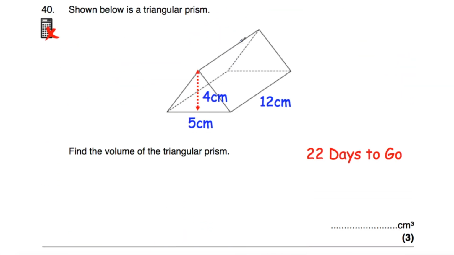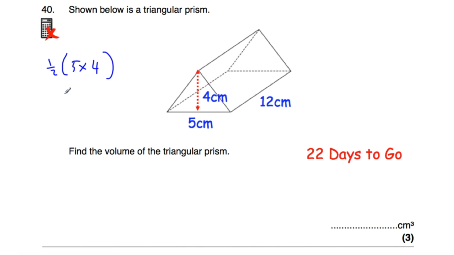So question number 40, we've been asked to find the volume of this triangular prism. So we need to find the area of the front and times by how long it is. So let's find the area of the cross section, the area of this triangle. Remember, the area of a triangle is half the base times the height. We could do a half of 5 and then times that by 4, or we could do 5 times 4 and then half it, or we could even half the height and times by the base. I'm just going to do 5 times 4 and then half it.